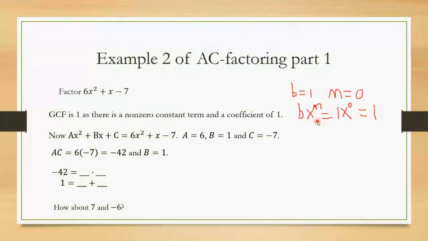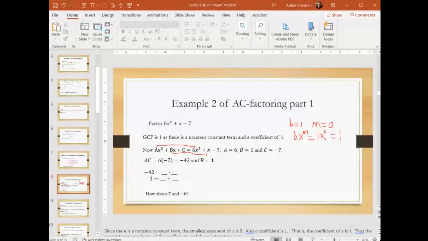Now, we got our GCF as 1. Just like before, ax squared plus bx plus c, that's what we're dealing with here, which is 6x squared plus x minus 7. So a, let me draw this, and this might help. We know that a is 6. b, now it looks like there's no coefficient here for b, right? We take b to be 1. Remember, if the coefficient is 1, we don't write it. So b here is 1.